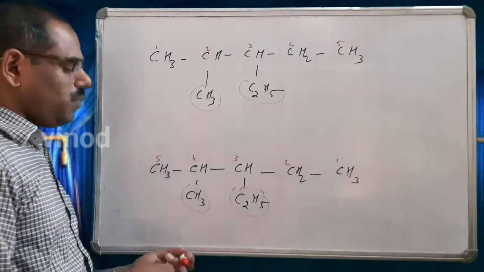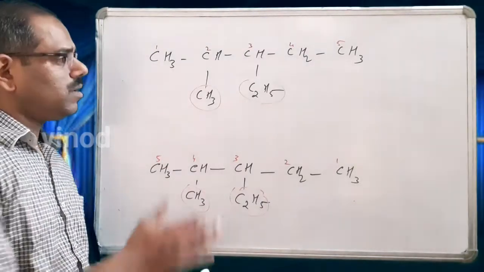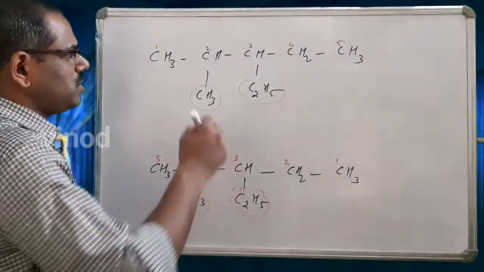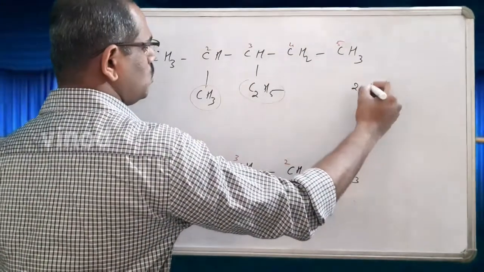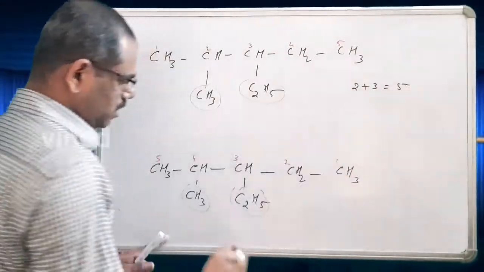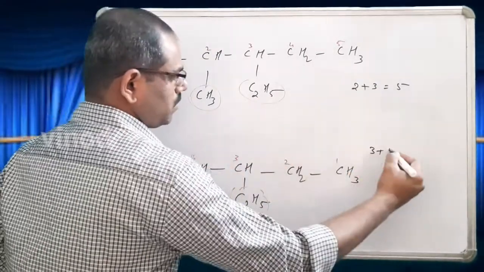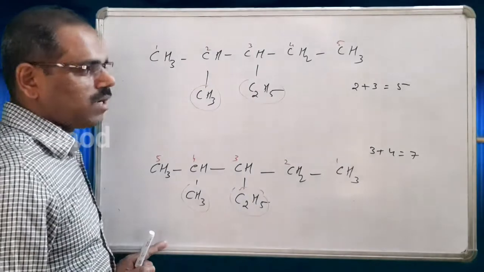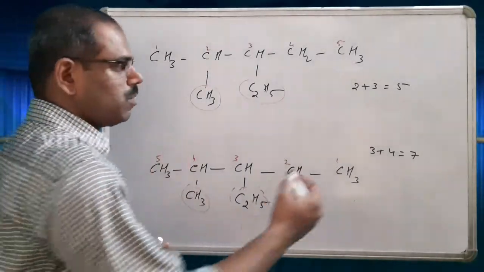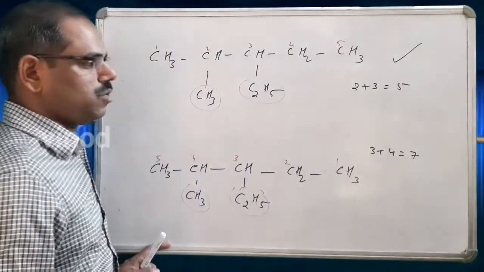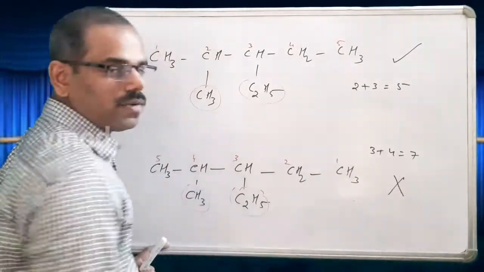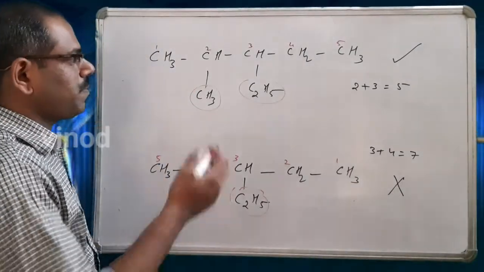So which is the correct way of numbering? Here you see 2 and 3. So 2 plus 3 is equal to 5. Here we get 3 plus 4, 3 and 4, so that will be 7. So which is the correct one? As per the lowest sum rule, this structure is the correct one and this is the wrong one.